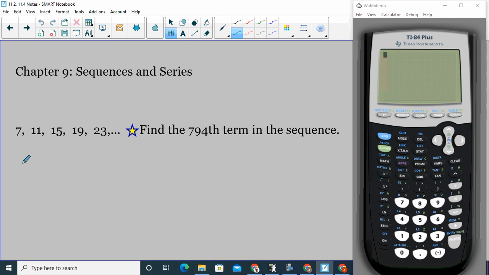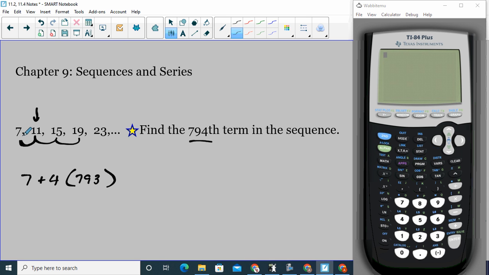So looking at the sequence, we start with 7, and notice we are adding 4 a bunch of times. We're just adding 4 over and over and over again. To get to the second term, I have added 4 one time. To get to the third term, I have added 4 2 times. To get to the fourth term, I add 4 3 times. So to get to the 794th term, I will have added 4, not 794 times, but 793 times.